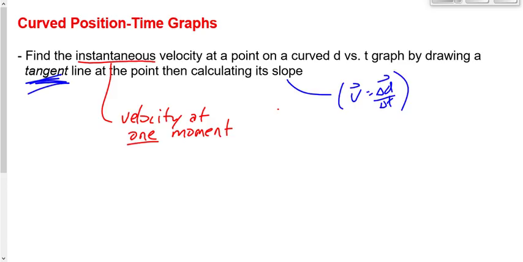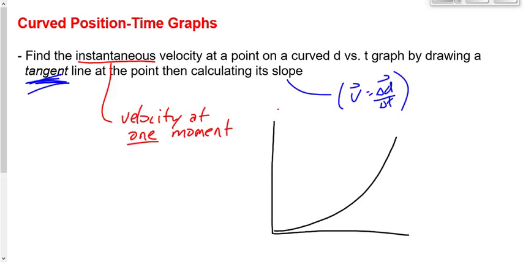Well, a tangent line is a line that we draw with a ruler or a straight edge of some type that goes through only one point and follows the curve at that point. So for instance, if I have a graph that looks like this, and I want to find the velocity at that moment in time, which requires me to draw a tangent line at that spot, then my tangent line will not look like this, because that tangent line goes through a couple different spots on the line. That's not a good tangent line.